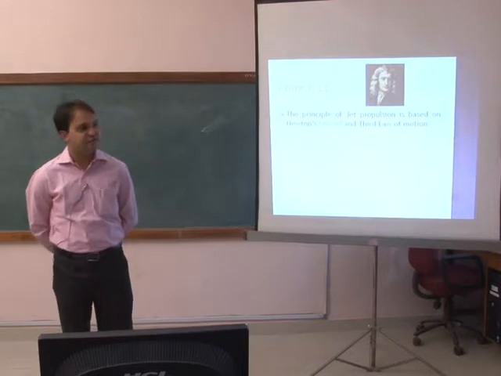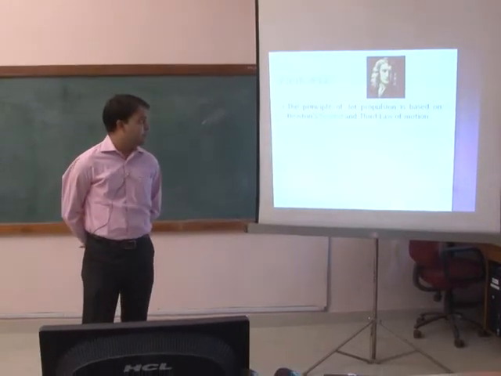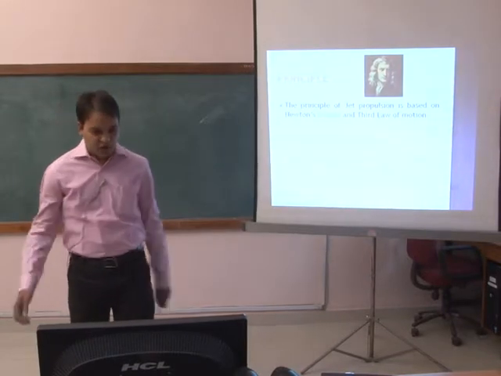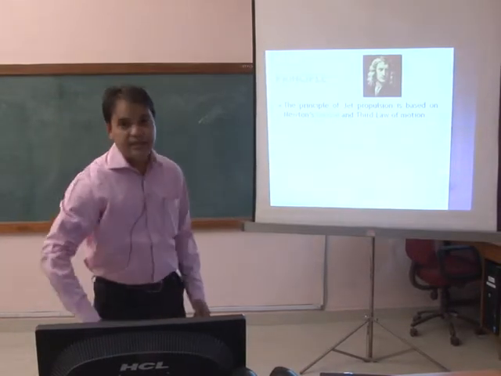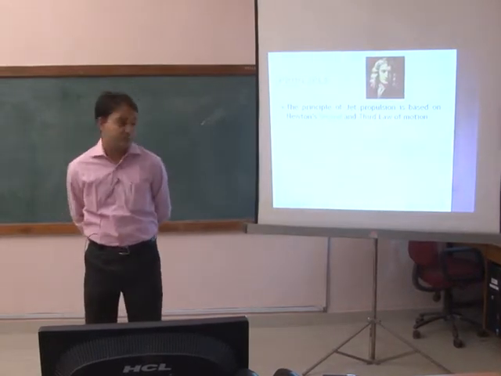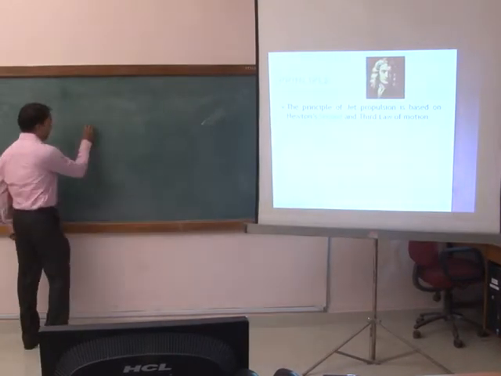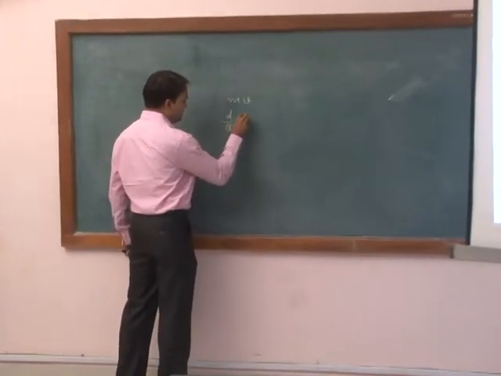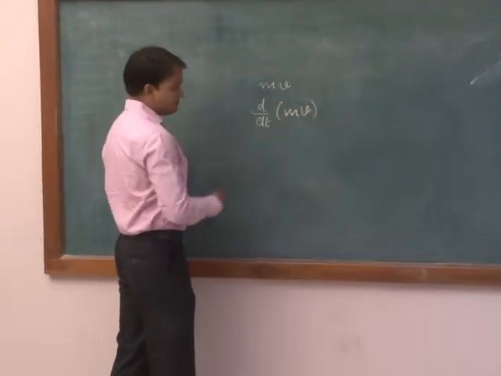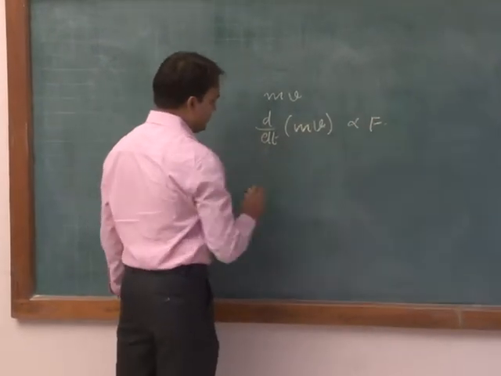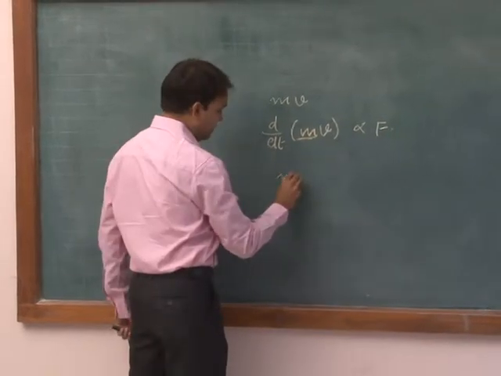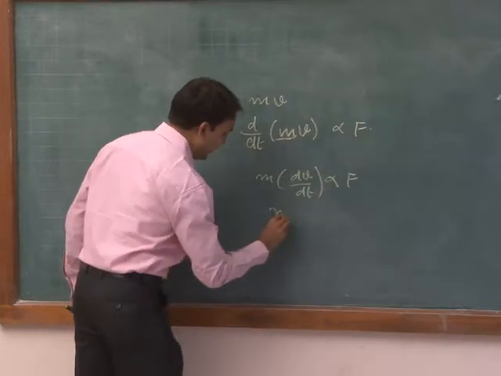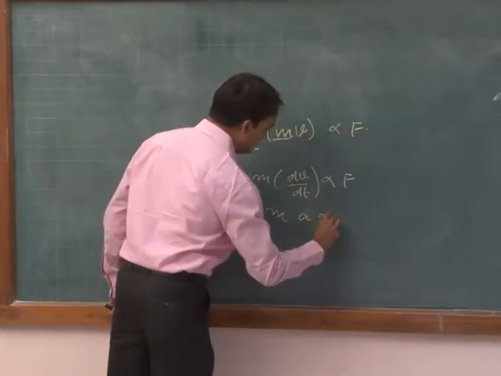Newton, the great gentleman. The principle of jet propulsion is based on two laws, the second law of Newton's motion and the third law of Newton's motion. As we all know, the second law says that the rate of change of momentum is proportional to force. Momentum is defined by mass into velocity. If we write the rate of change of momentum, it is proportional to the force. As mass is a constant quantity, we can write dv by dt is proportional to force. So dv upon dt is acceleration, which is proportional to the force.